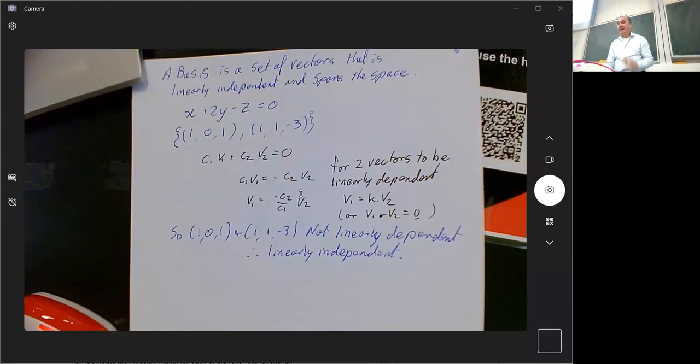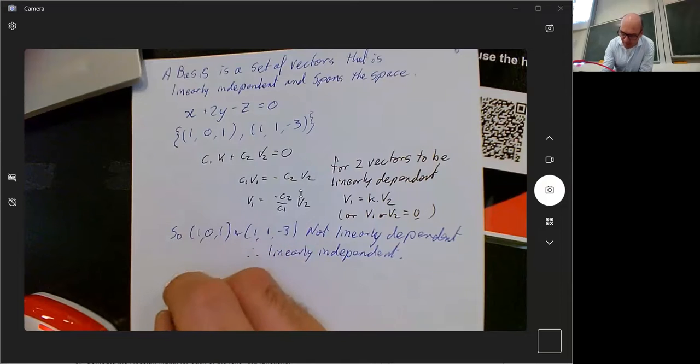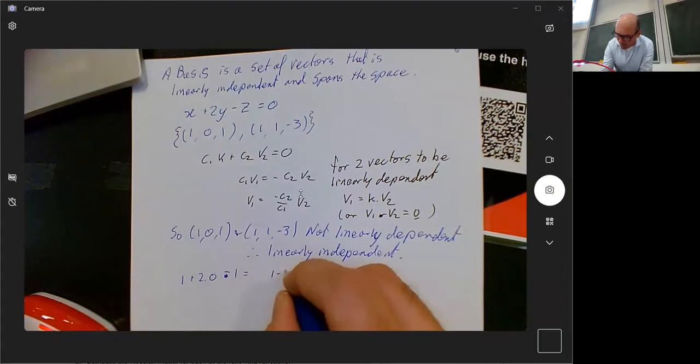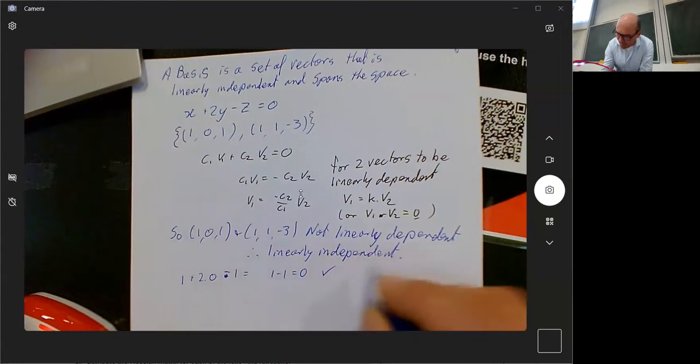In this case, the only thing I haven't shown is that they're in the space. And so what I do is I just put them in. So this would be 1 plus 2 times 0 minus 1. That's equal to 1 minus 1, which is equal to 0, so it's in the space.